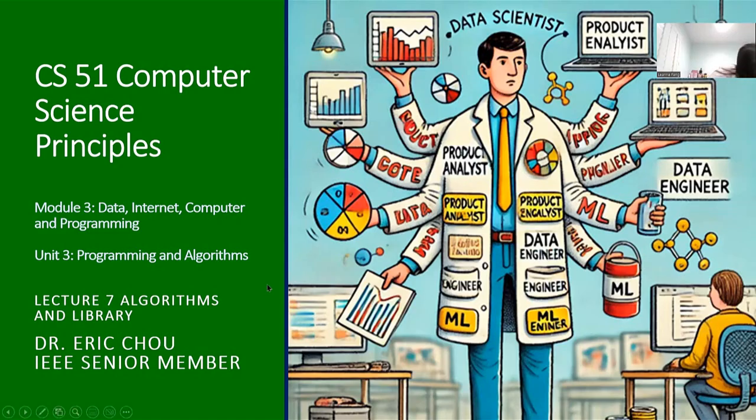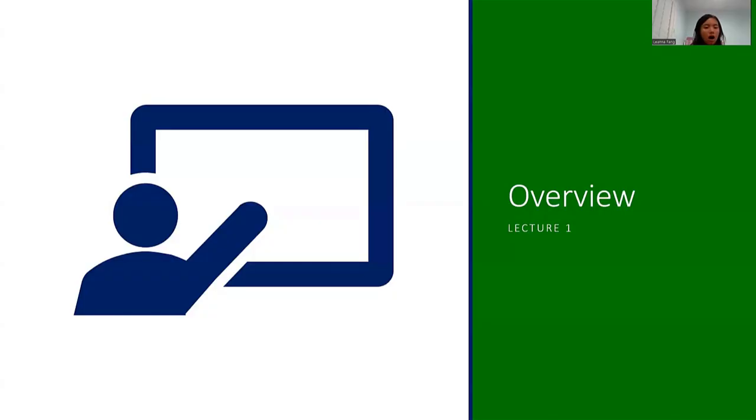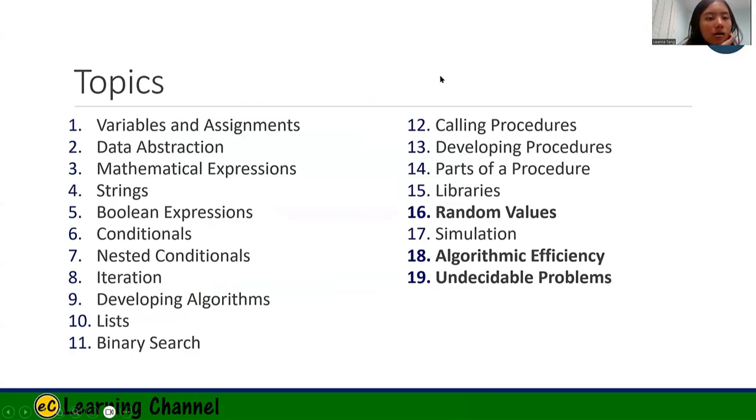Lecture 7 is algorithm and library. Okay. They do have some problem here, so this one is very important. Last week we already reviewed it, but here let's look at the theory. So what you need to learn right here is the random numbers, how you handle random numbers.